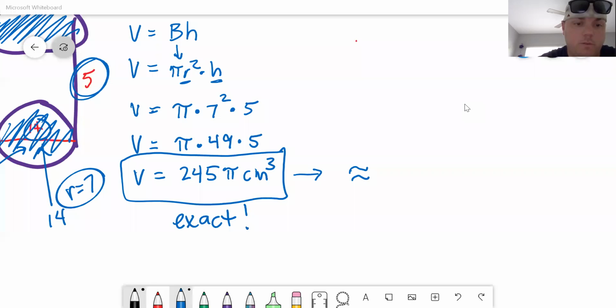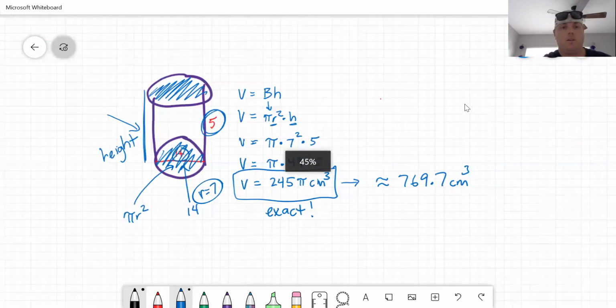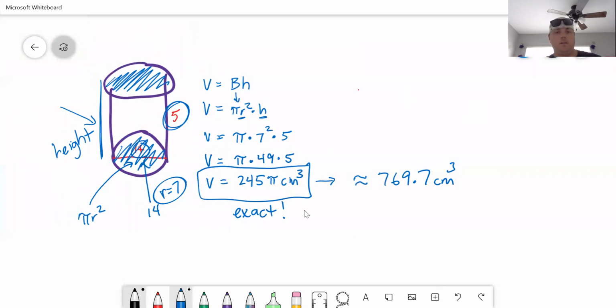So let's go 245 times pi, and we get 769.69, but that rounds up to 769.7. So we're going to say 769.7 cubed. And that's your volume of that cylinder. That's how you do it.